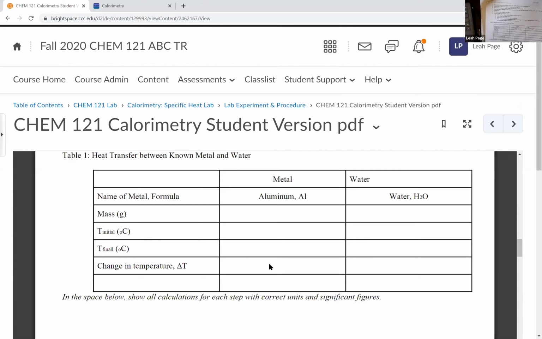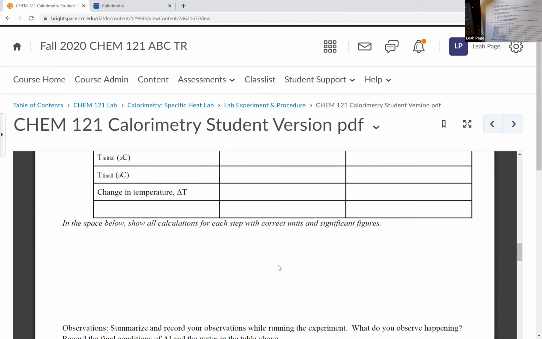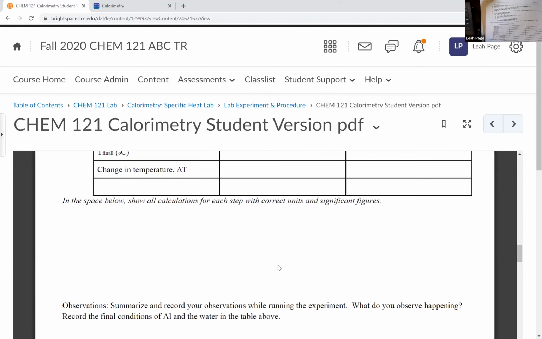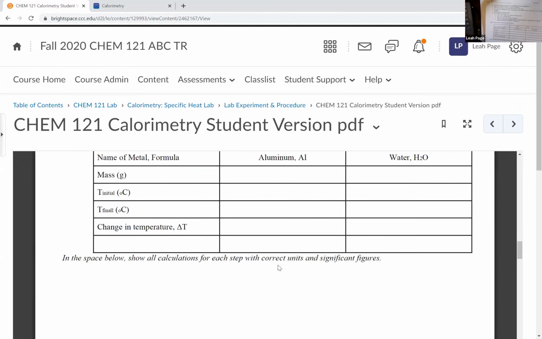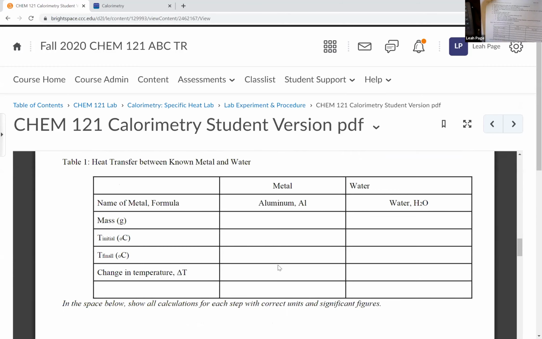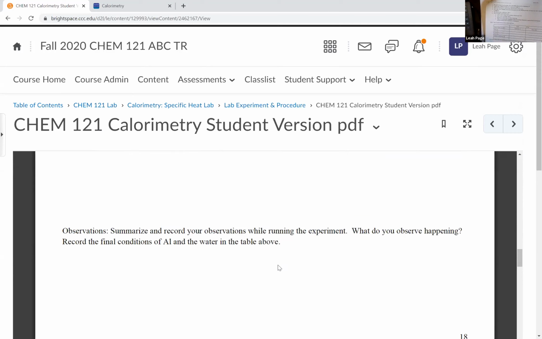So then we can go about the steps. We can calculate the change in temperature for the metal because we know it's the final minus the initial. We can do the same thing for the water. It's the final minus the initial. And then further it says in the space, show all calculations. If you just show me one of the calculations, like I said, like for the aluminum, I'm satisfied with that.